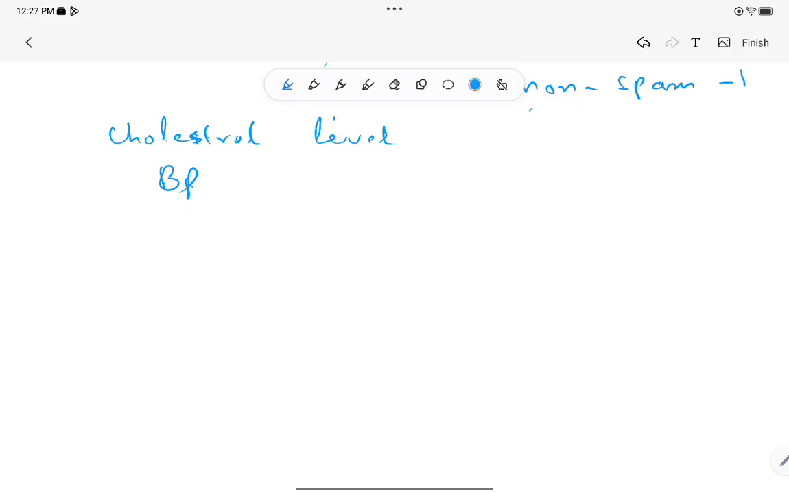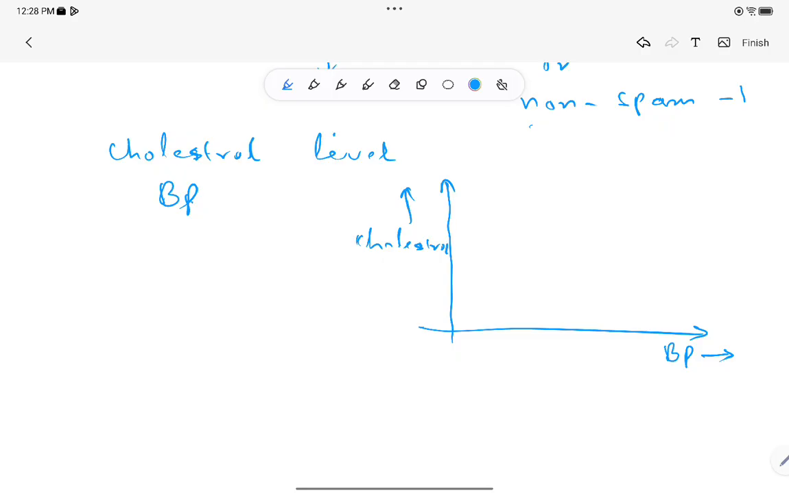Now, let us see this situation. Suppose we have a graph like this, and along this axis we have BP. We take BP of different persons, and along this axis we take cholesterol. Cholesterol and BP, these are our inputs. Based on the information provided by BP and cholesterol, we can either classify a particular person as being high risk, or as being low risk. It depends upon these inputs.